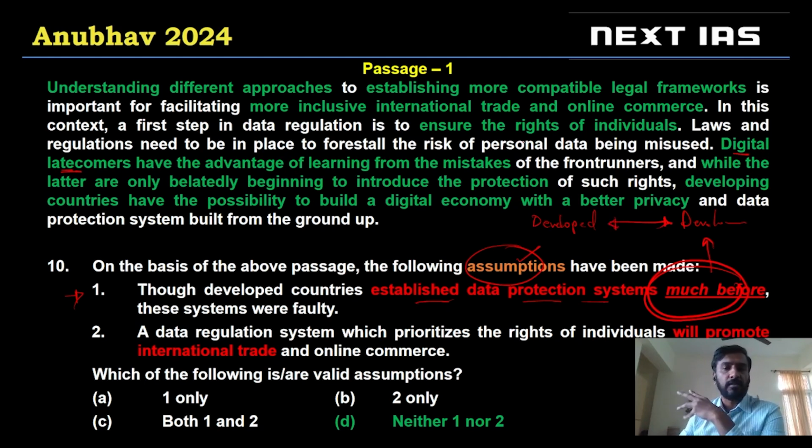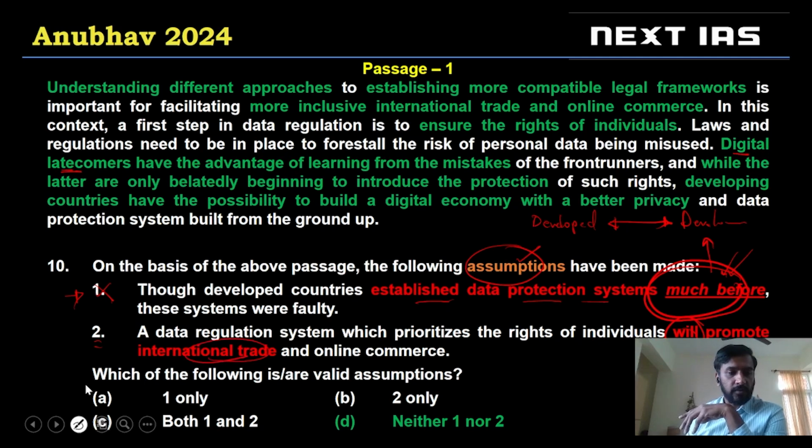What is the time frame? Is it 10 years? Is it 15 years? Is it 20 years? Can we say much before? Can we not say much before? So this we don't have any evidence for. One is invalid. The second is a data regulation system which prioritizes the rights of individuals will promote international trade.